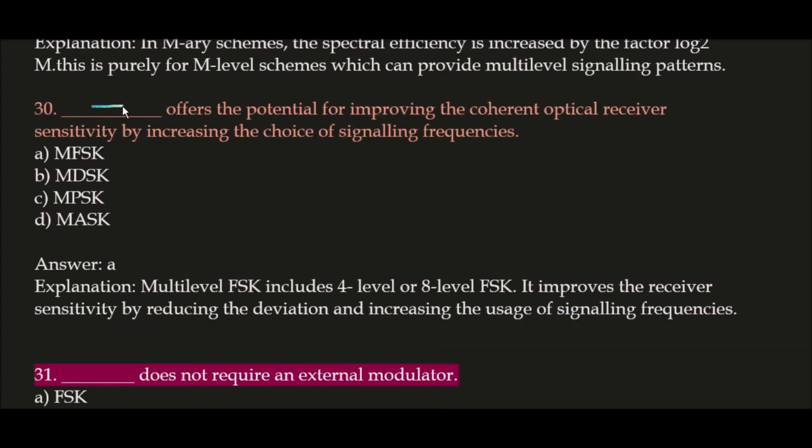Next question. Blank offers the potential for improving the coherent optical receiver sensitivity by increasing the choice of signaling frequencies. Here the correct answer is option A, MFSK. Multi-level FSK includes 4-level or 8-level FSK. It improves the receiver sensitivity by reducing the deviation and increasing the use of signaling frequencies.